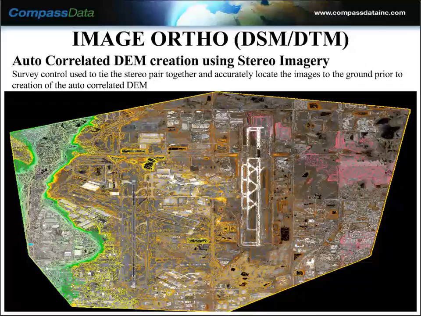And then we take the most nadir of those two stereo images and place it on there with the control points that we've collected, and then we use those to generate a very accurate ortho image.